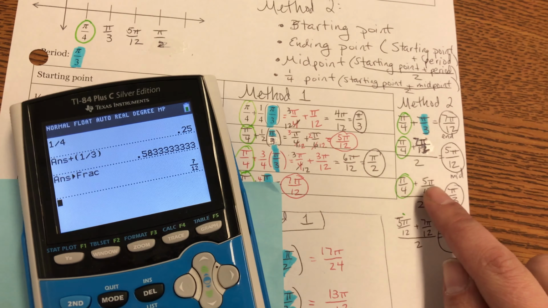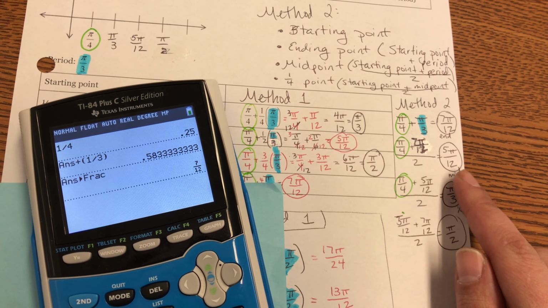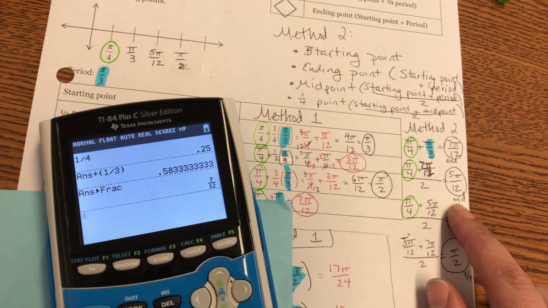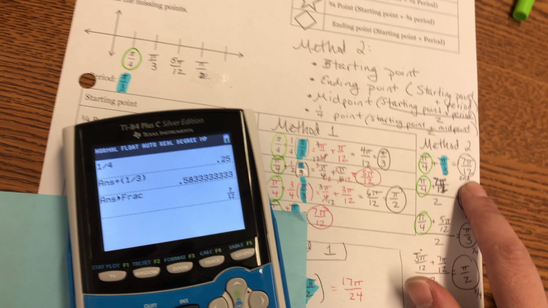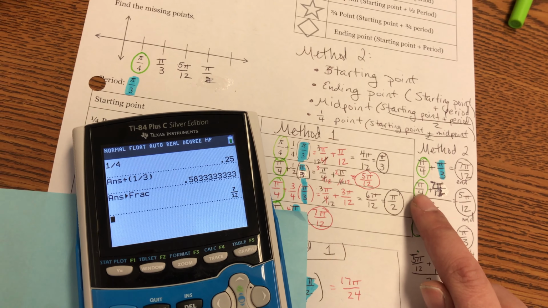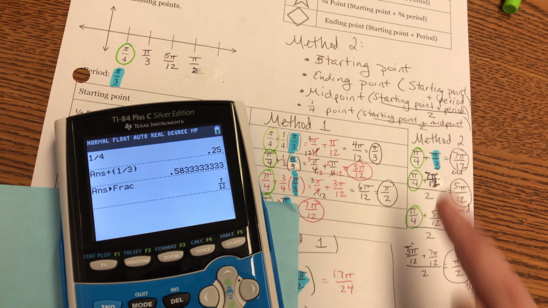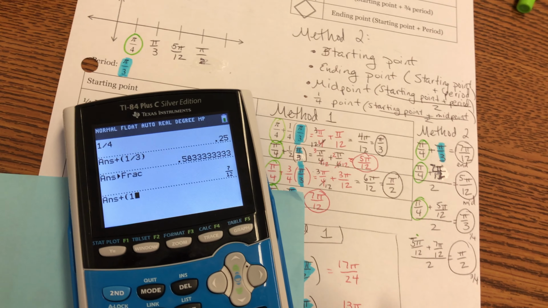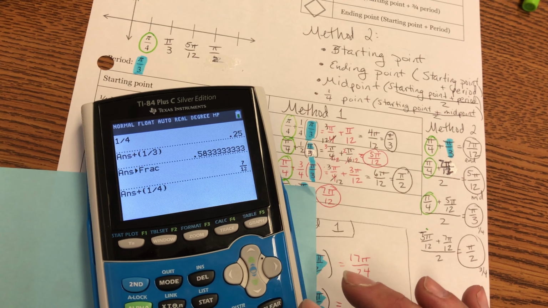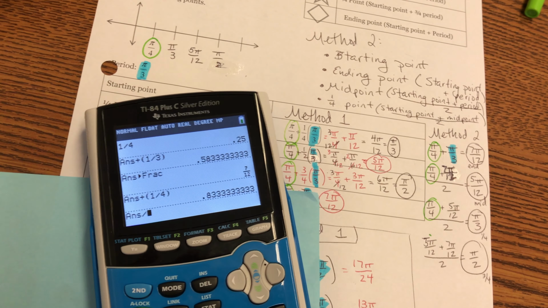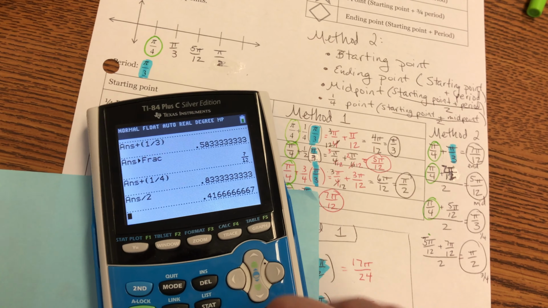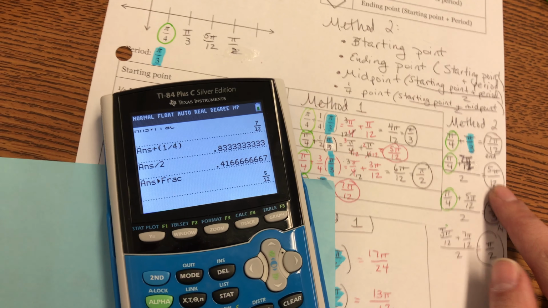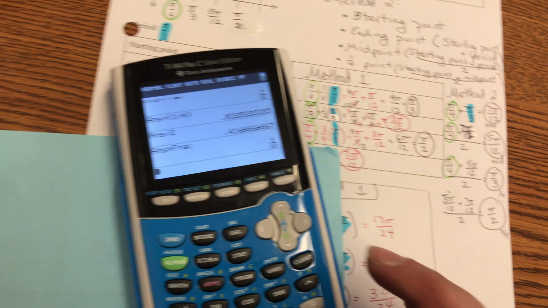That's your endpoint. Now, if I wanted to get the second one, to get your midpoint, you would take your endpoint plus your starting point. So starting point plus your endpoint. So there was my endpoint plus my starting point. Divide by 2. Math frac. 5 pi over 12, and you can continue to do that for the rest of those.